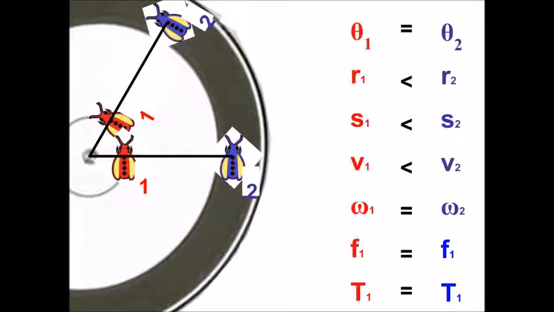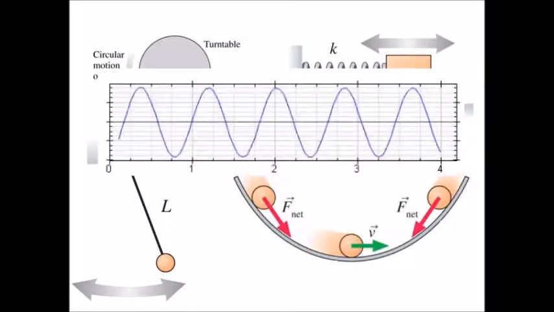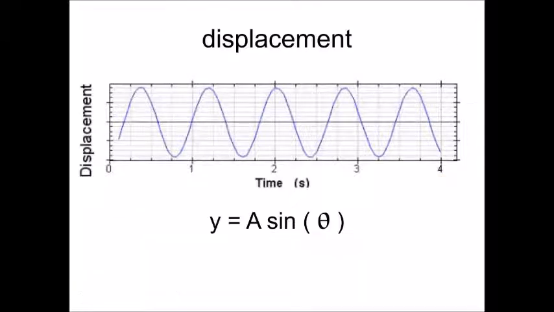Well, that's a lot. 1, 2, 3, 4, 5, 6, 7 equations there for two bugs. But that is true not just for turntables, but also for springs and pendulums and other things. They make waves. Think about the X position or the Y position of this bug. It's going up and down, or left and right and left and right. It's a wave, and that means we can express it with a wave equation.